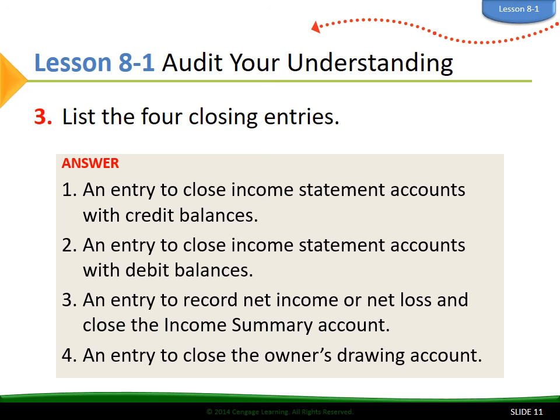Step 3, we're closing out the income summary account. And if you have a net income, your income summary is going to have an overall credit. So you're going to have to debit income summary and credit capital. If you had a net loss, your income summary is going to show as an overall debit. So you would have to credit income summary and debit capital. And then step 4 is where we close the owner's drawing account, which we know has a normal debit balance. To close that, you would credit drawing and you would debit capital.